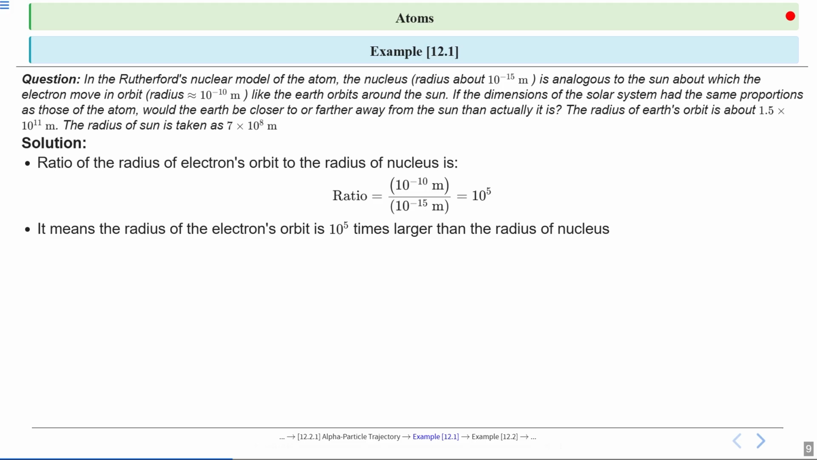So what does this ratio tell us? It means that in the atom, the electron orbit is 1 lakh times bigger than the nucleus. If we use the same proportion for the solar system, we would compare the Earth's orbit to the sun's radius in the same way. That means the radius of Earth's orbit should be 1 lakh times greater than the radius of the sun. This sets up the main question: whether the Earth would be closer to or farther from the sun if the solar system had atomic proportions.